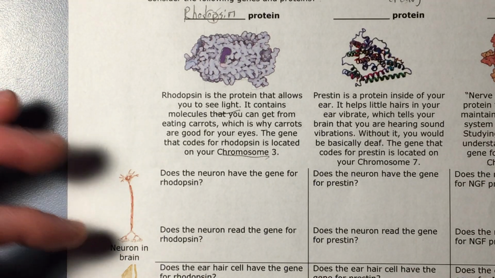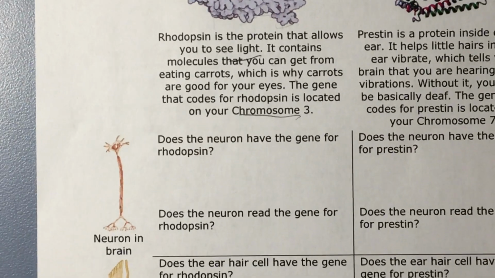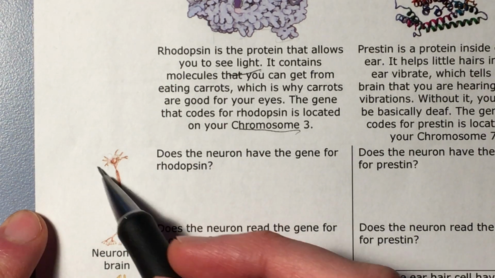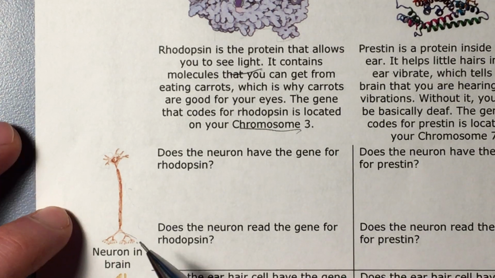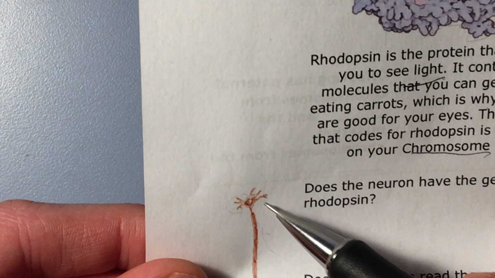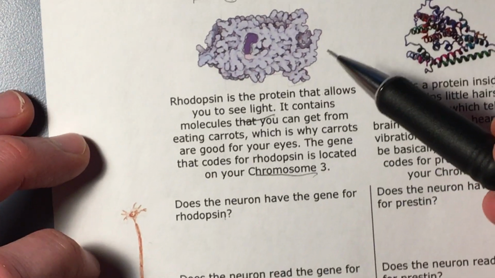So let's consider some different cells and see if they have rhodopsin in them. Now, this is a neuron. It's inside of your brain. So this is the shape of the neuron. And in this picture, you'll see at the top, it has a nucleus right there. And so that contains all the DNA. Now, does this neuron have the gene for rhodopsin?